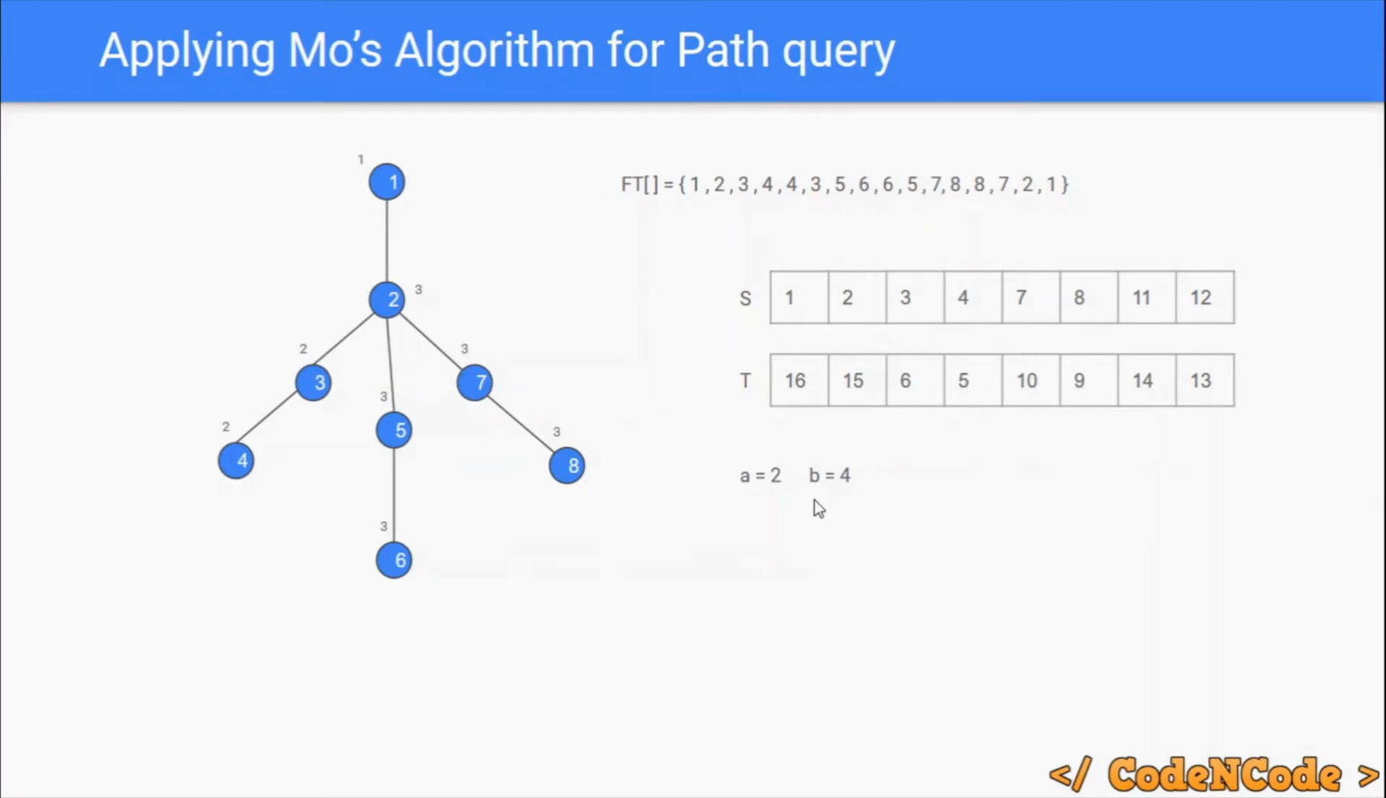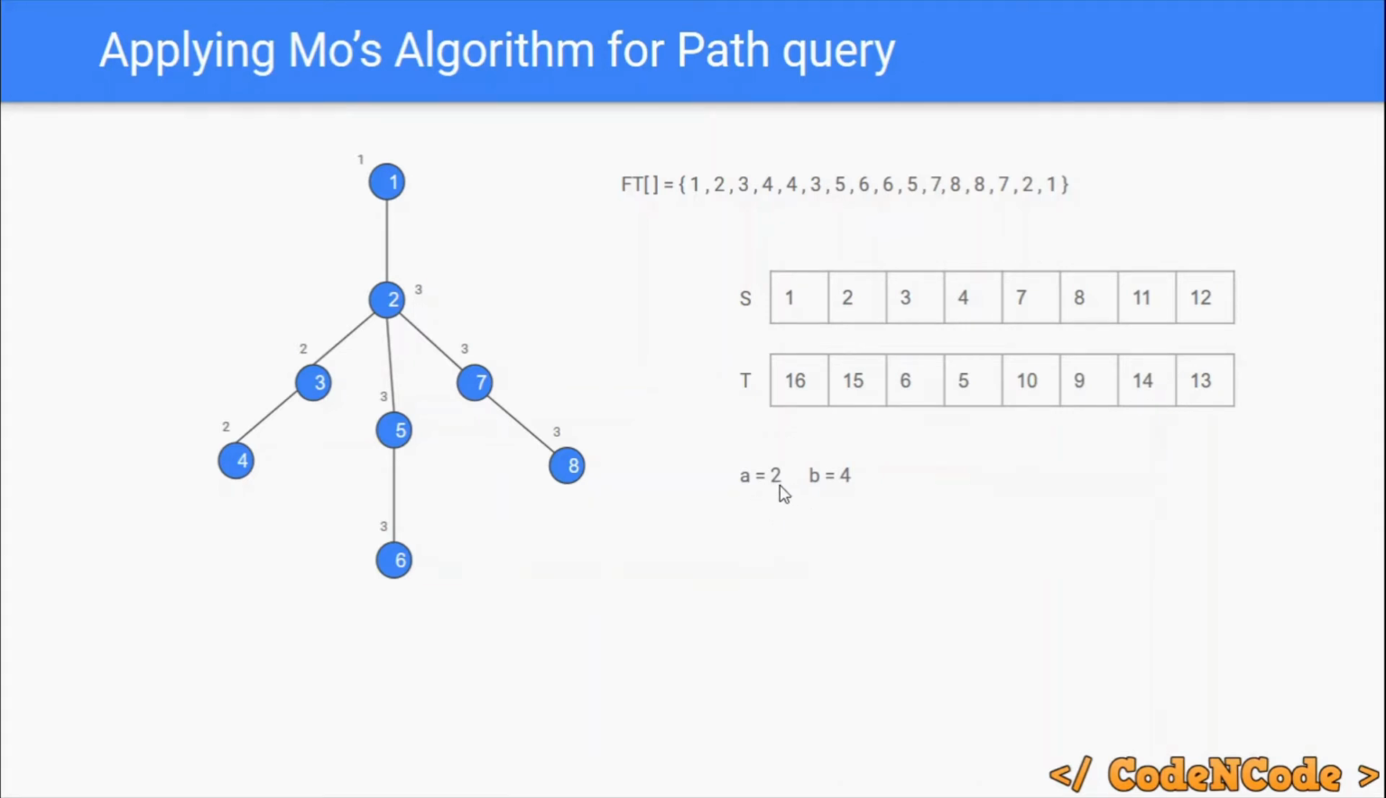Now when there is a path query, there are two different kinds of path. First, when another node lies in the subtree of the first node. First of all, A and B should be specific. Now A is the node which is having the least starting point. So we see node 2 is having starting time 2, node 4 is having starting time 4. So node 2 is clearly having smaller starting time. That is why node A must be 2.